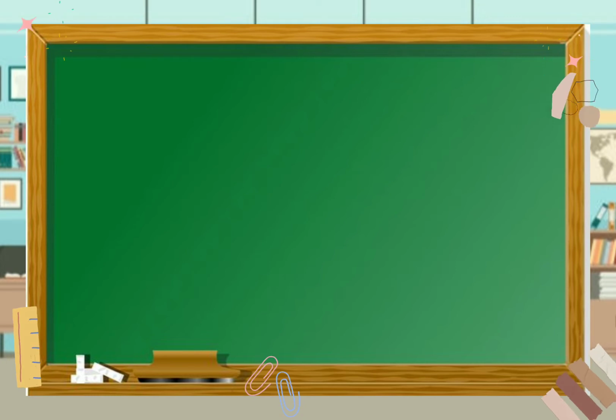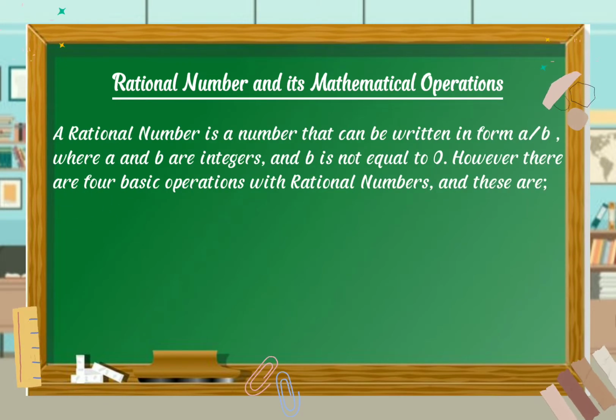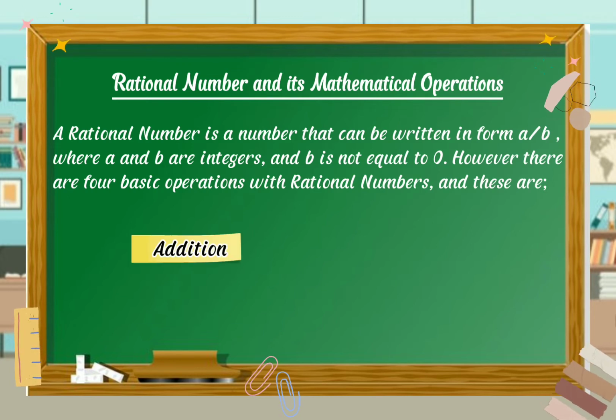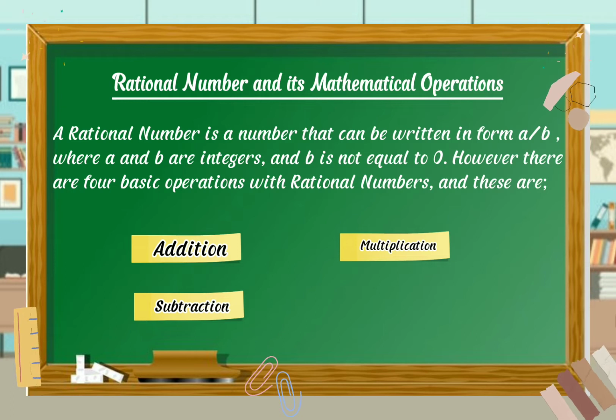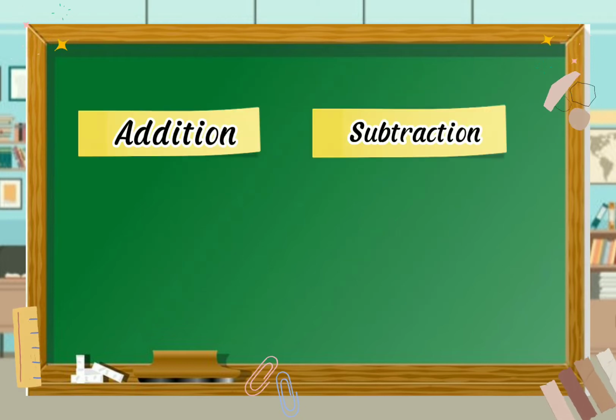To start, let us recall what a rational number is and its mathematical operations. A rational number is a number that can be written in the form a over b, where a and b are integers and b is not equal to 0. However, there are 4 basic arithmetic operations with rational numbers, and these are addition, subtraction, multiplication, and division. But in this lesson, again, I will only be discussing the addition and subtraction operations.